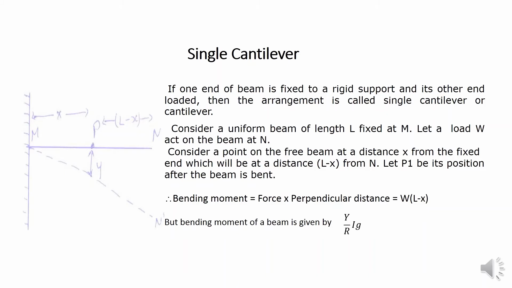Consider a point on the free beam at a distance x from the fixed end, which will be at a distance of L minus x from N. Let P' be its position after the beam is bent. Therefore, bending moment is equal to force into perpendicular distance, that is equal to W into (L minus x). So, we have denoted force by W, and the actual value of W is given by the product of m into g. But the bending moment of a beam is given by Y by R into Ig.